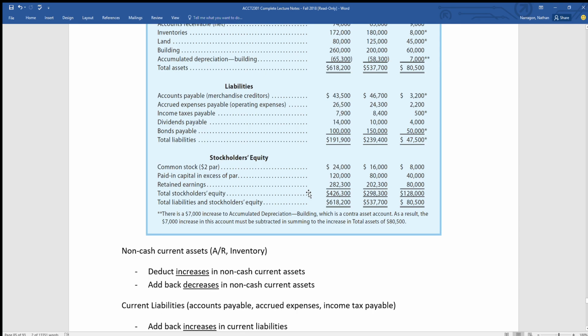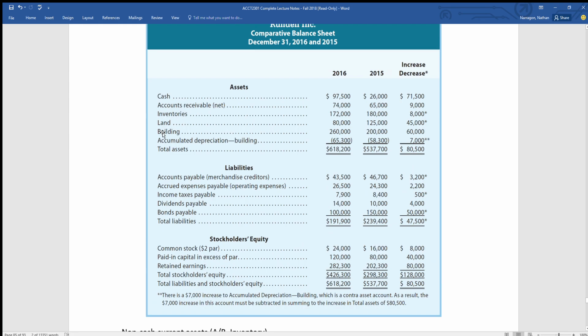So we want to deduct increases in non-cash current assets and add back decreases in non-cash current assets. Again, we look at only current. We're not looking at long term. So land, buildings, accumulated depreciation, we're not really dealing with. That's fixed assets and they're long term. It's always current. We could have more current ones, we could have CDs, savings accounts, stuff like that. But right now, we want to look at any change that's not cash itself.